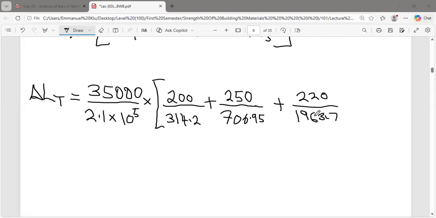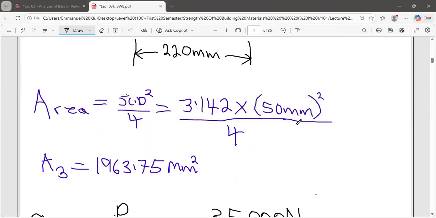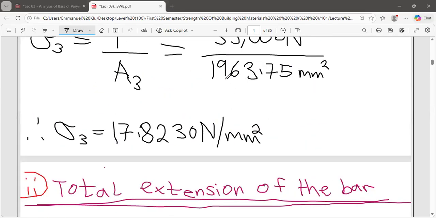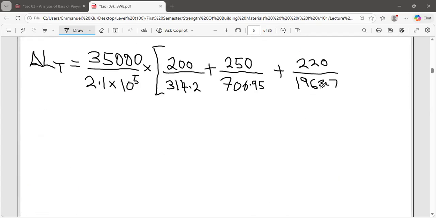So as we were saying, our area for the section 3, let's quickly verify it and then let's proceed. So that was 1963.75. So let's put it over here, 1963.75. Okay.